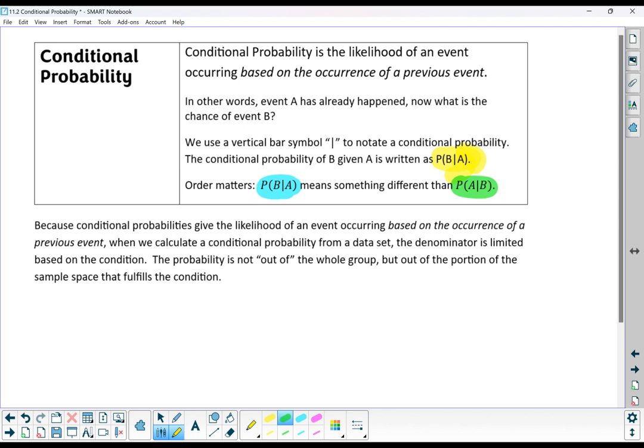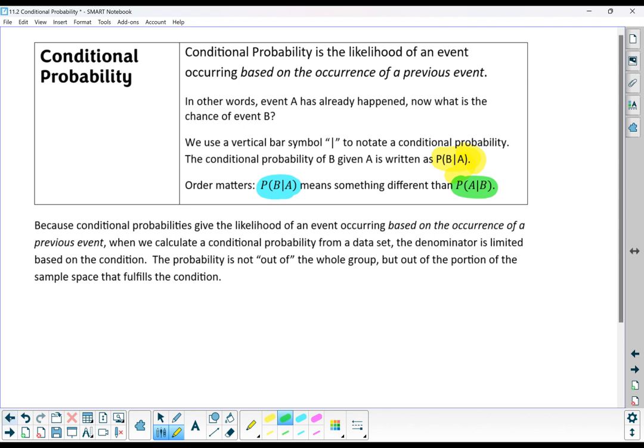So when we're calculating conditional probabilities, the denominator is limited based on the condition. It's not out of the whole group. It's out of a subset of the group, the portion of the sample space that fulfills that given condition.